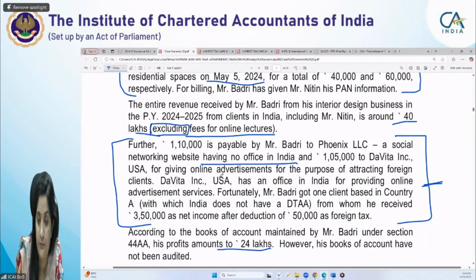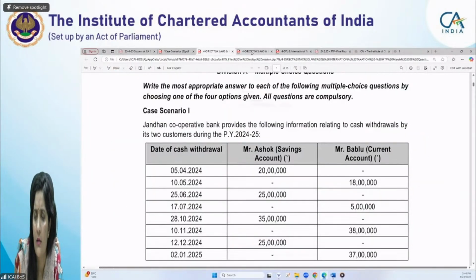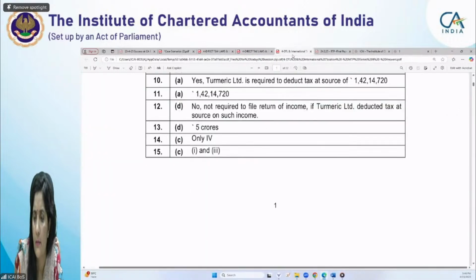Okay. Now, the last question. Last question के लिए you need the facts also basically. उसके लिए let's see why these facts are not there.